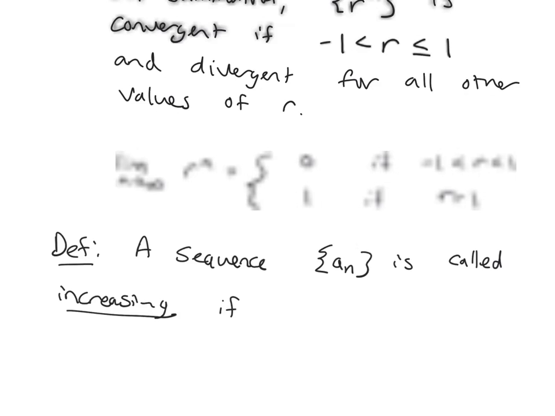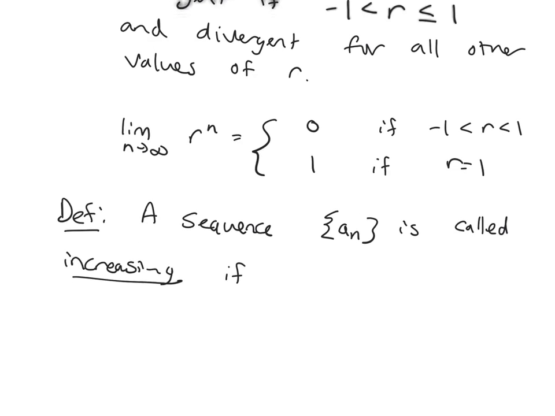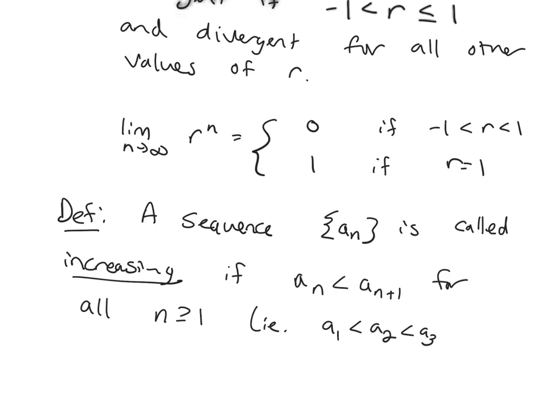What would you think that it would mean for a sequence to be increasing? A sequence is a list of numbers, right? What would you naturally want to think increasing meant? The list should get bigger, right? The list should be increasing. So formally, what that means is that a sub n is less than a sub n plus 1 for all n greater than or equal to 1. So the next term in my sequence needs to be bigger than the term before it, right? Another way to think of this is you're saying a1 has to be smaller than a2, smaller than a3, and so forth. Increasing.